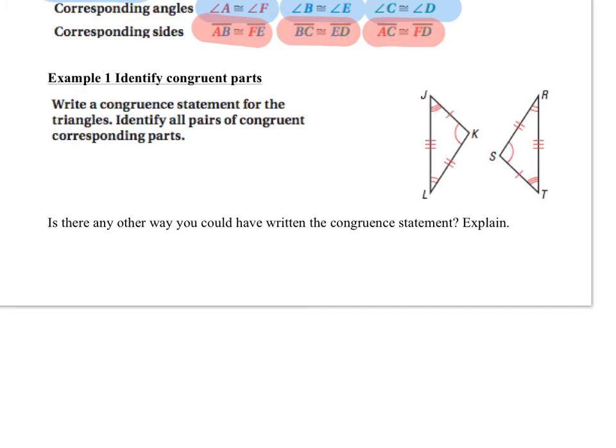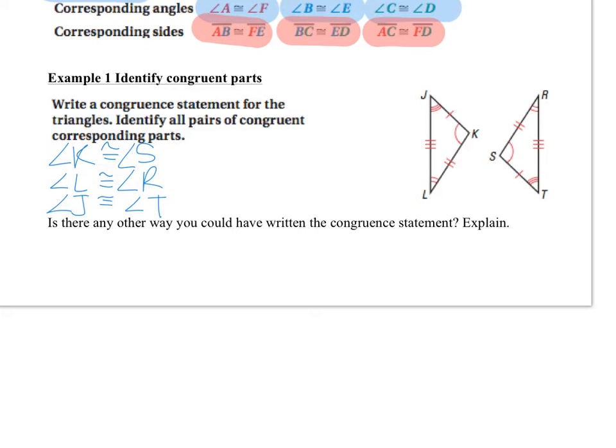So in our first example, we're going to write an actual congruence statement, making sure that we write them in the correct, or corresponding, order, and then identify all pairs of congruent corresponding parts. In some cases, it might be easier to write the corresponding parts first. So angle K, I'll start with the angles. Angle S, we have one congruency marking, and the two congruency markings would be L with R and J congruent to T.